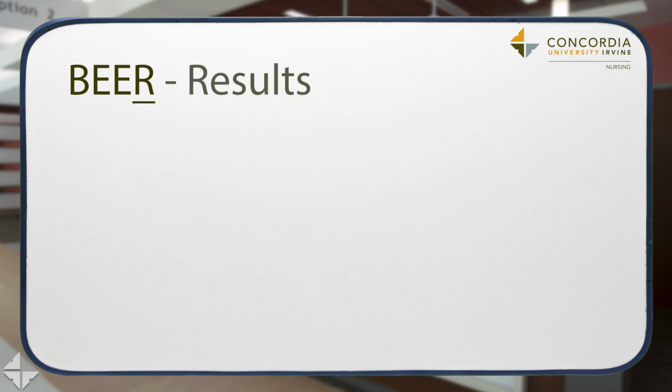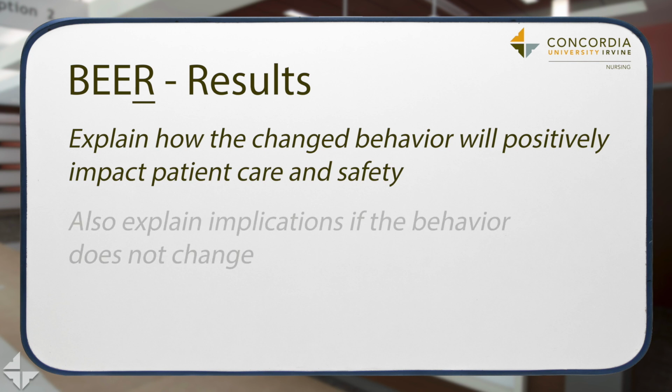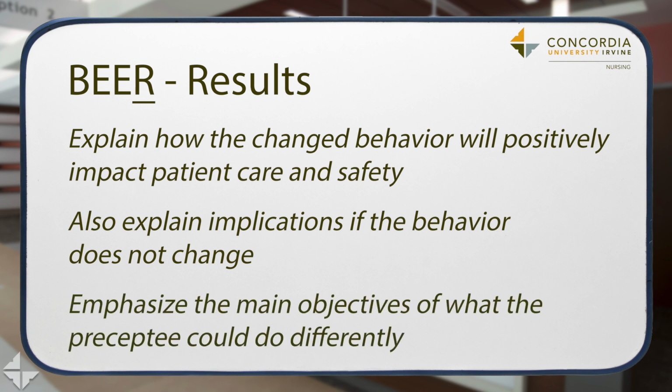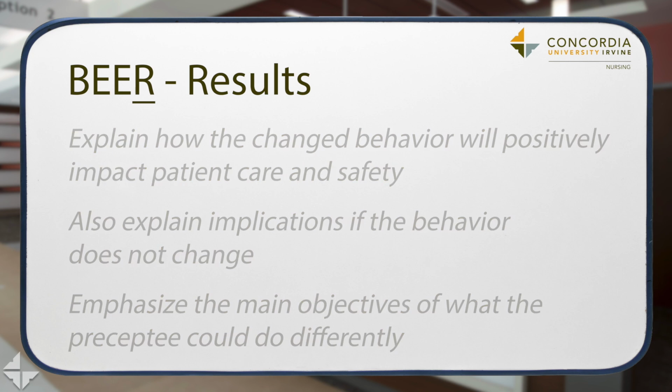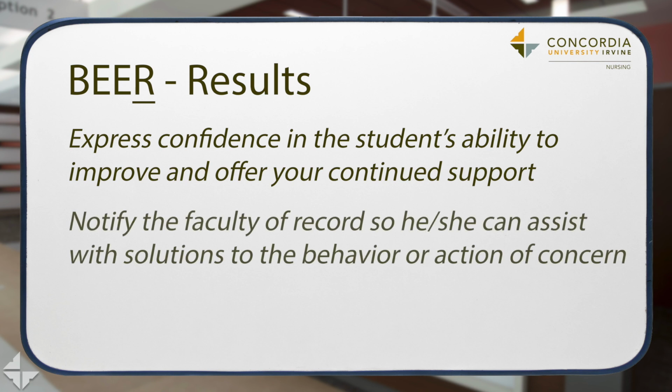R is for results. Explain how the changed behavior will positively impact patient care and safety. Also explain the implications if the behavior does not change. Emphasize the main objectives of what the preceptee could do differently. Express confidence in the student's ability to improve and offer your continued support. Notify the instructor so he or she can assist with solutions to the behavior or action of concern.